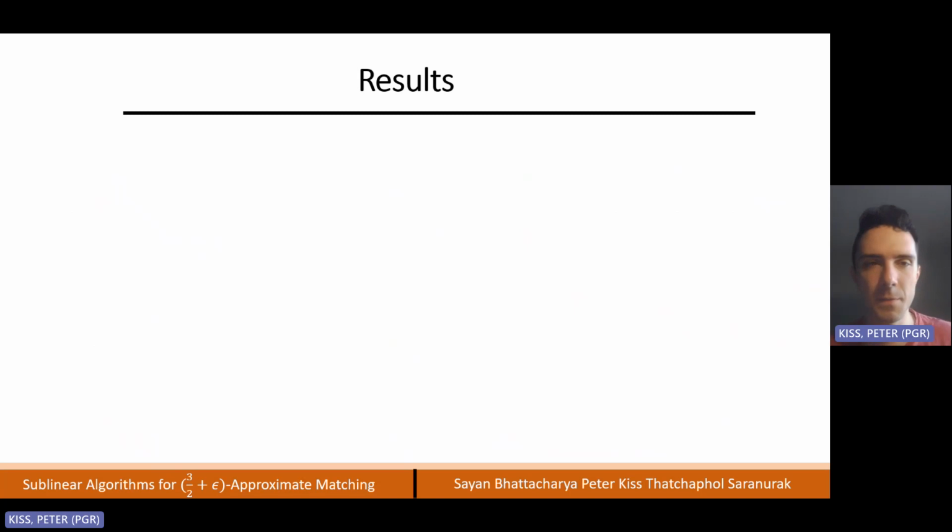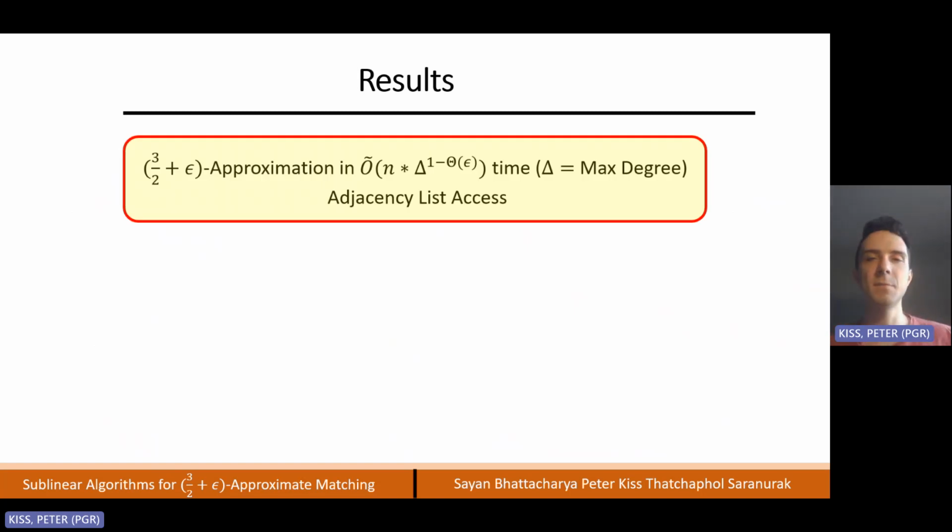Our results are the following. We get a 3/2 plus epsilon approximate matching in n to the delta times 1 minus some function of epsilon time if we have adjacency list access. So this is slightly sublinear.